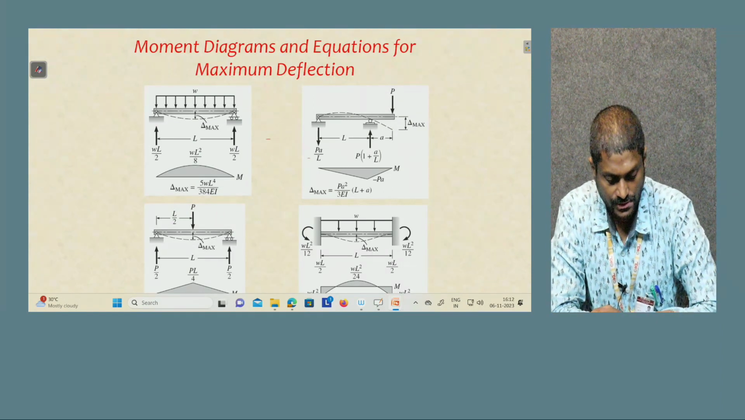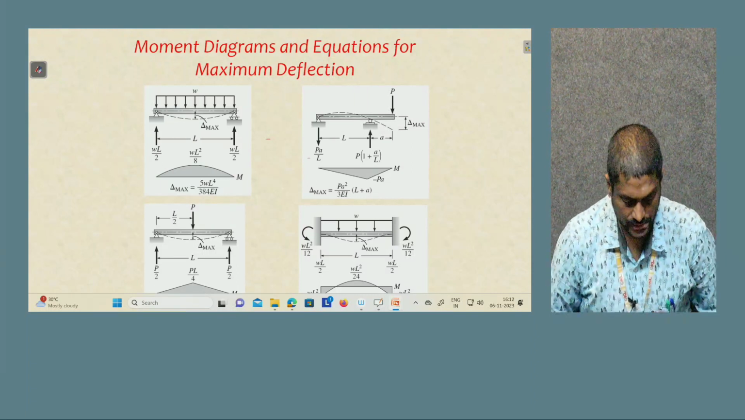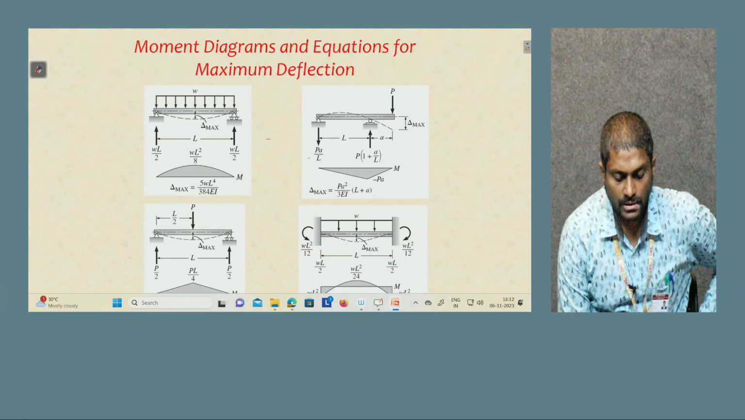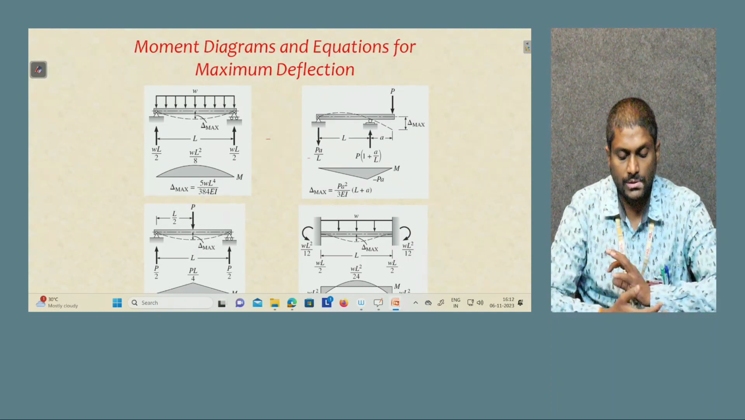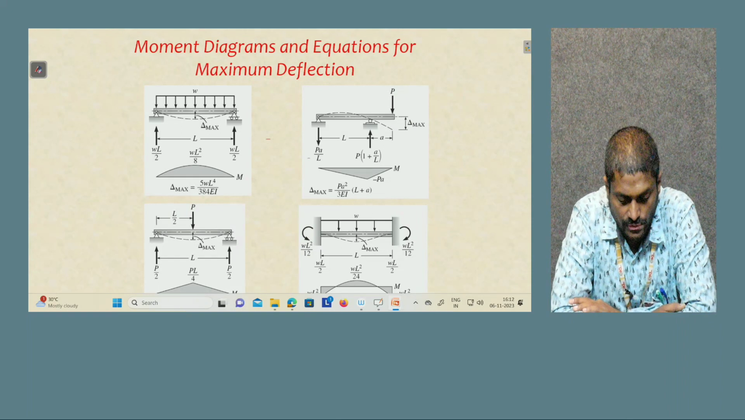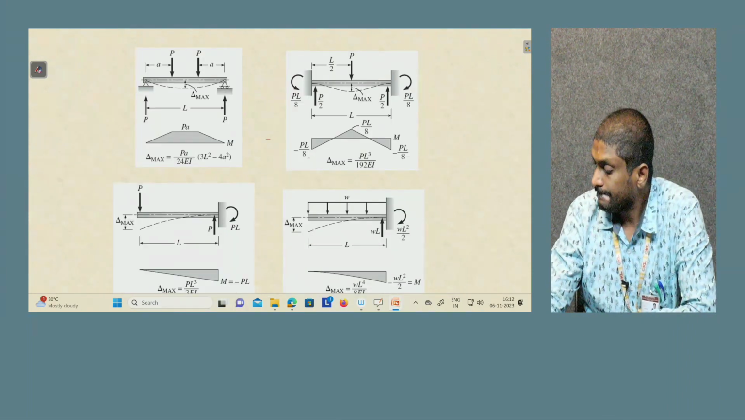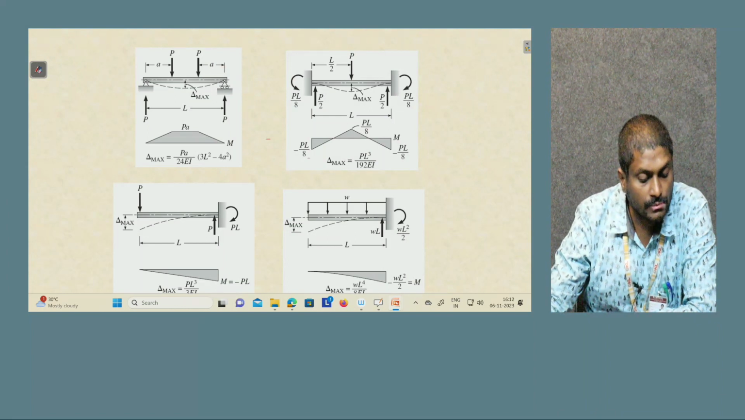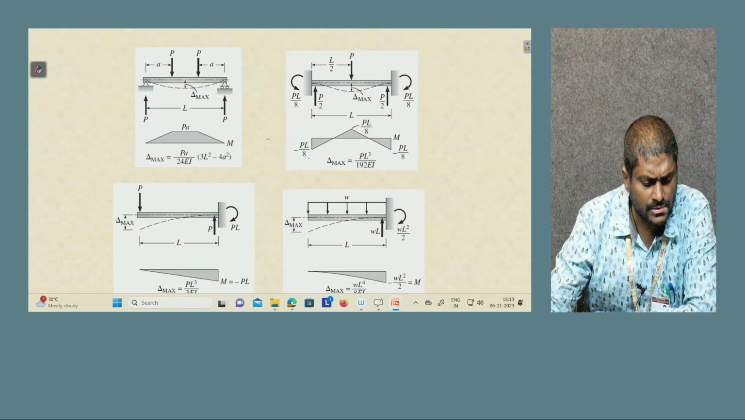Then there is a fixed beam with the UDL, that is fixed end moments are WL square by 12, and the reactions are WL by 2, WL by 2, and the deflection is WL to the power of 4 by 384 EI. Then you have a simply supported beam with 2 point loads. The bending moment is P into a, but delta max is going to be Pa by 24 EI into 3 L square minus 4 a square.